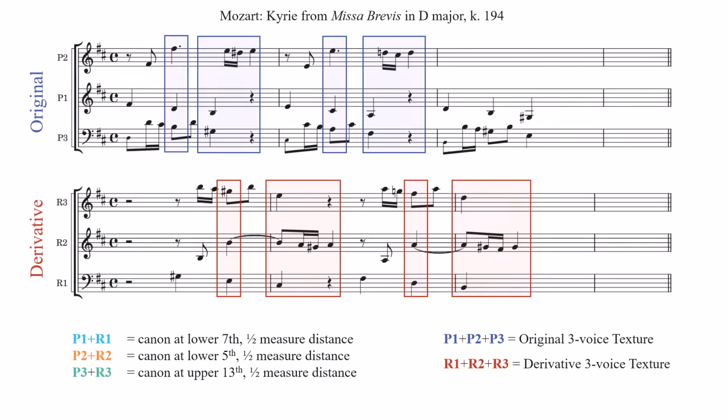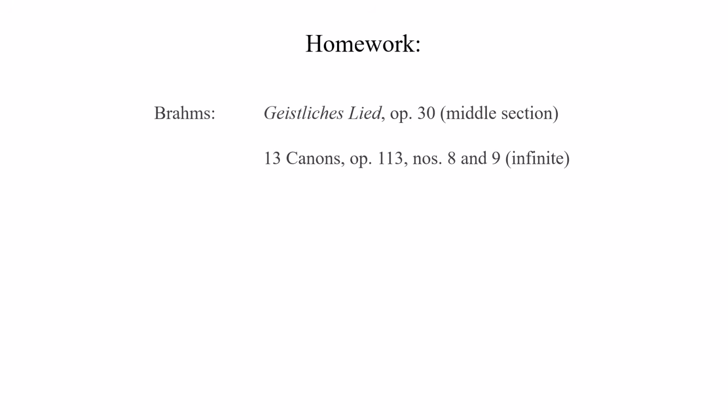I will leave you with a few beautiful examples of double canons composed by Brahms that you can use for practice analysis. In the Geistliches Lied, especially the a cappella middle section is worth studying, as well as the gorgeous coda. From the Opus 113 canons for women's choir, numbers 8 and 9 are both infinite canons.